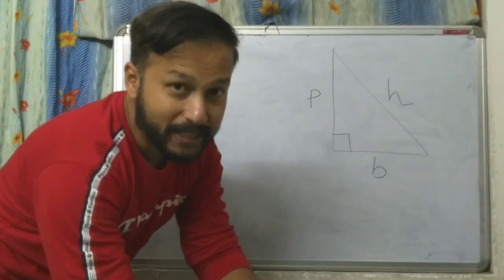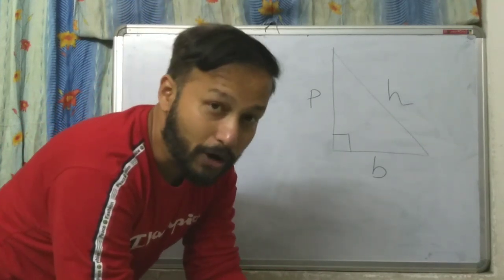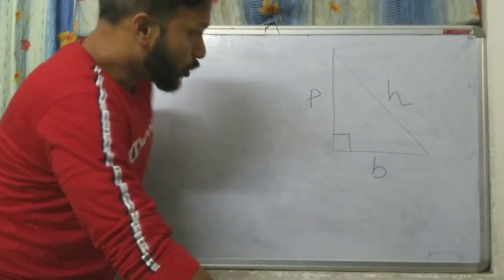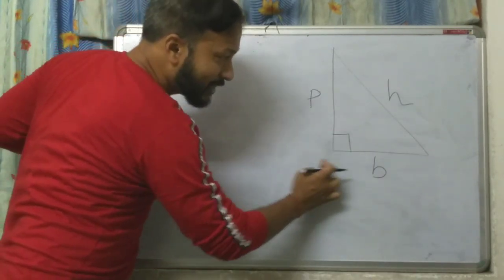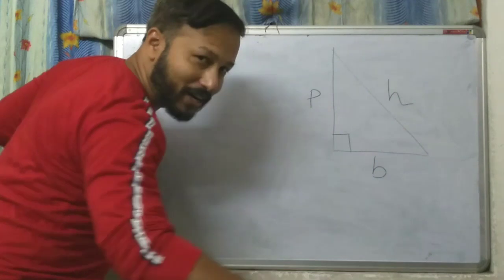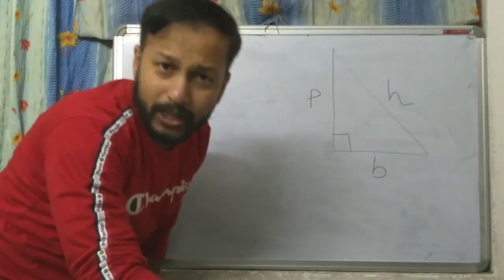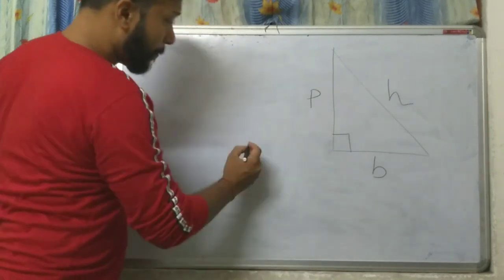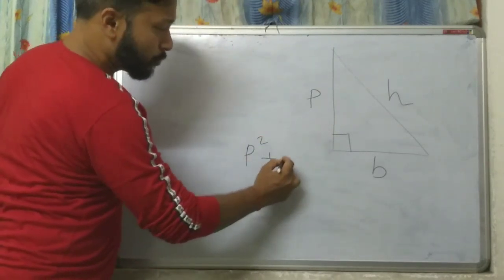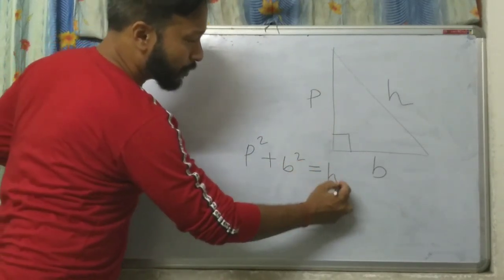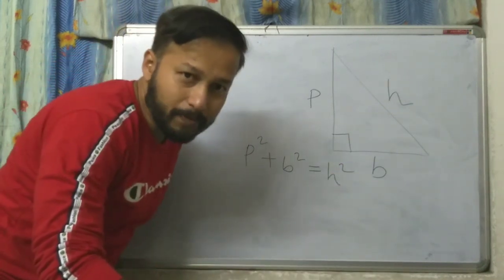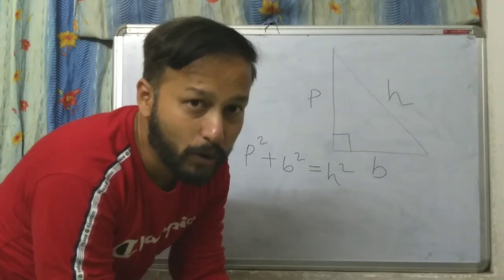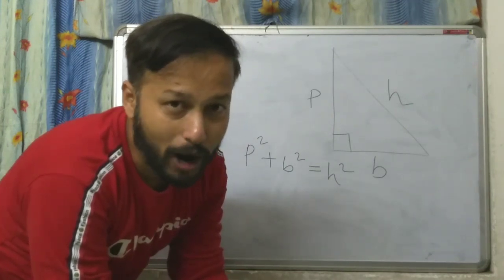And as I told you, Pythagoras theorem is related to a right angled triangle. So this is perpendicular, this is base, and this is called hypotenuse. And according to Pythagoras theorem, we can say that perpendicular square plus base square equal to hypotenuse square. This is Pythagoras theorem.